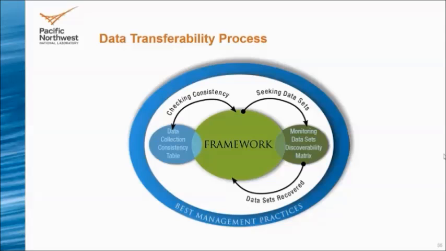The data transferability process, as you can see in that graphic, consists of several parts. The main overarching part of that process is the data transferability framework, which really is the overarching principles that guide the process of data transfer. That's really what we're going to talk about in the next few slides. We also have this concept of data collection consistency, and that really just provides preferred measurement methods or processes to make sure that data from one project is compatible and consistent with another project.